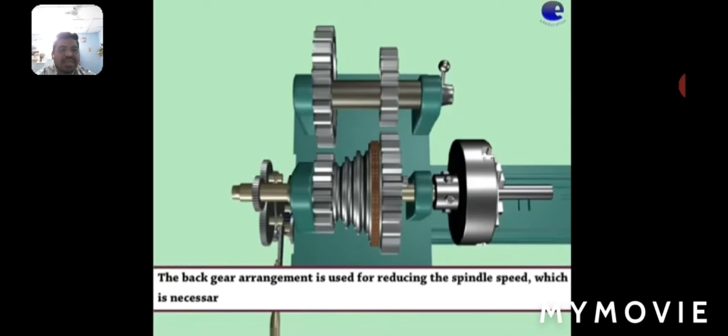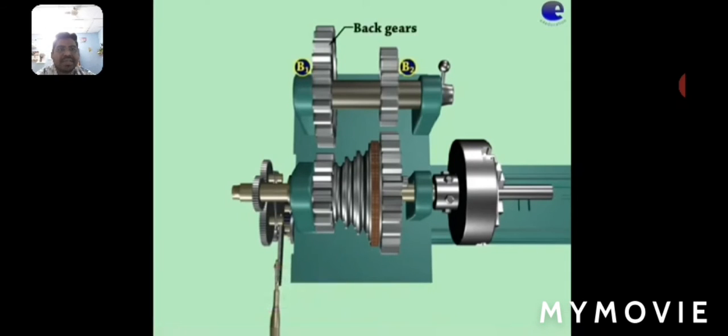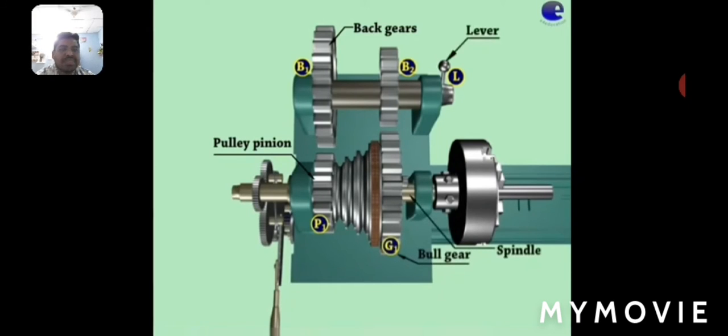So back gear arrangement, that is used for reducing the spindle speed, which is necessary for thread cutting and the knurling operation. So those are the back gears B1 and B2. L lever and the pulley pinion P1. G indicates the bull gear and the spindle. Lock pin, cone pulleys.